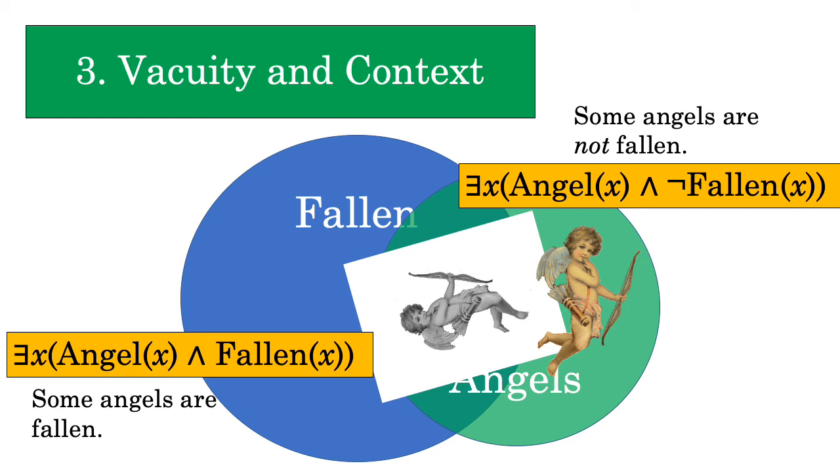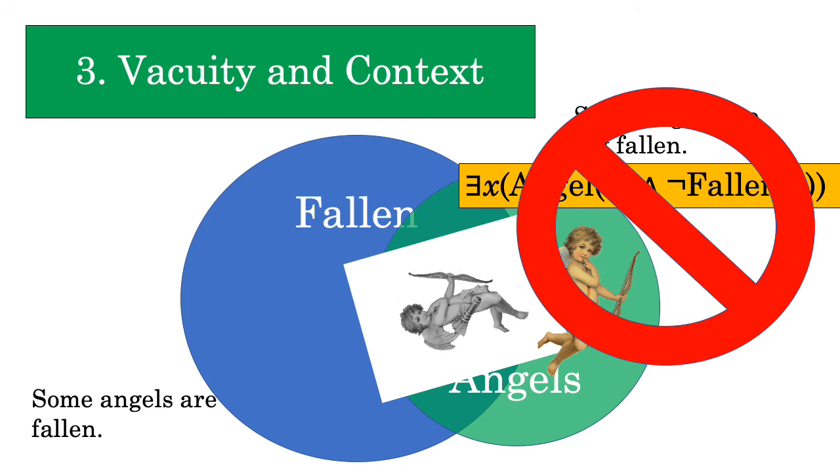And I should stress right here that this is consistent with the claim that some angels are fallen, but what I want to highlight right now is another point. And that other point is this. While it's consistent with the claim that some angels are fallen, that some angels are not fallen, it's not entailed by that statement. In other words, you're making a hasty conclusion if you infer from the fact that some angels are fallen, that some angels are not fallen.